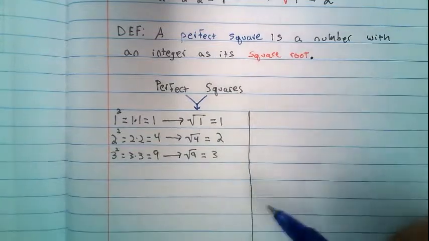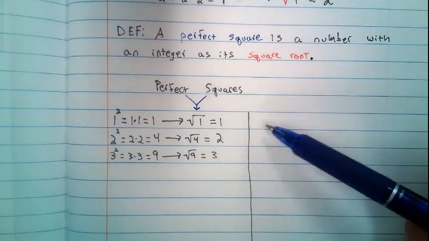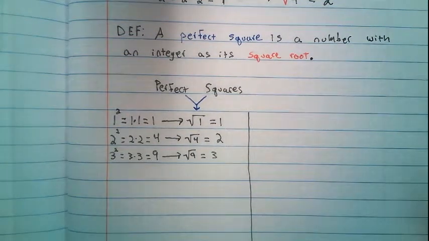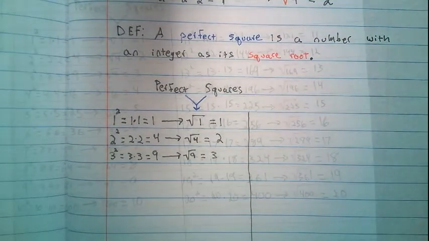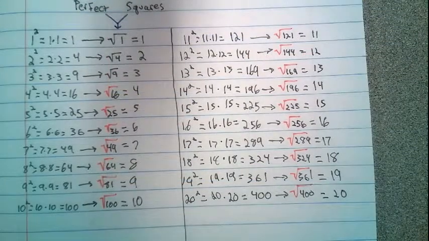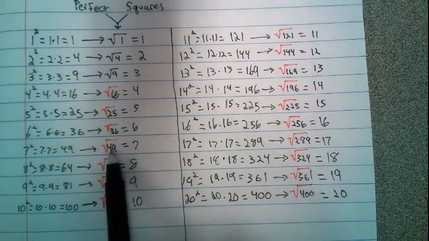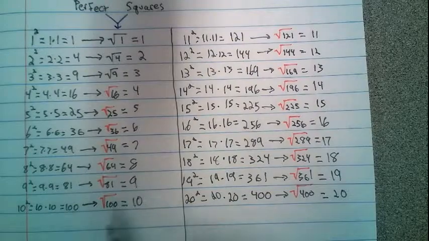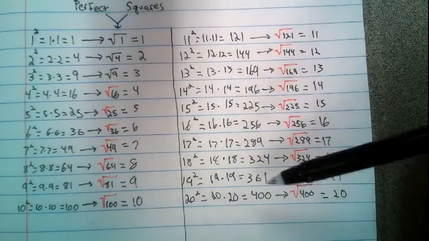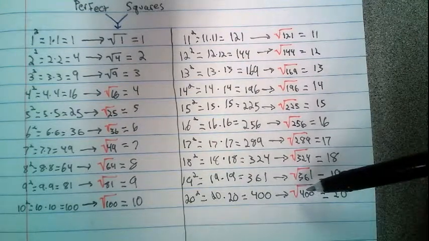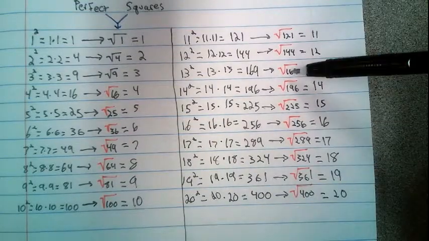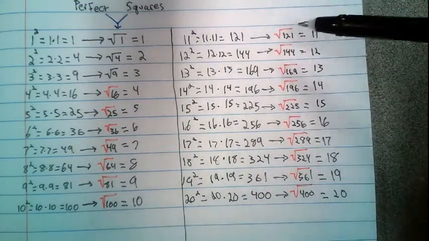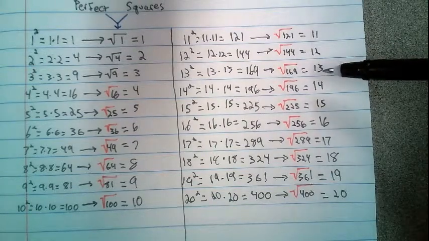Okay, I want you to make a list going from 1 through 10 and then 11 through 20. And when you've finished your list of perfect squares, it should look like this. So the square root of, say, 49 is 7, because 7 times 7 is 49. And now you have a list of 1 through 20. So if you want to find the square root of 169, you look for it in the list. Square root of 169 is 13.